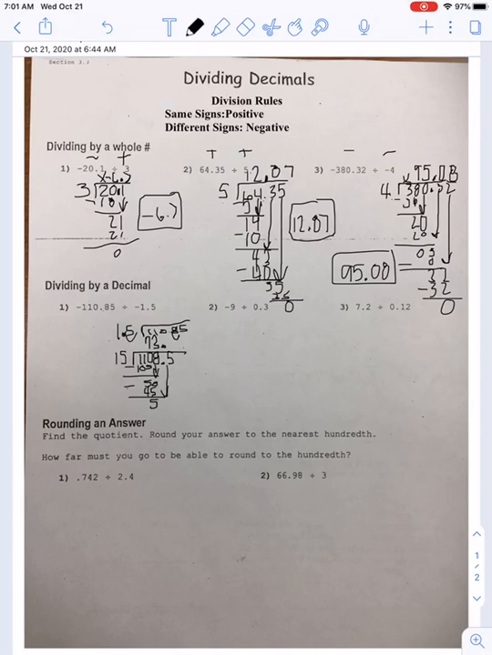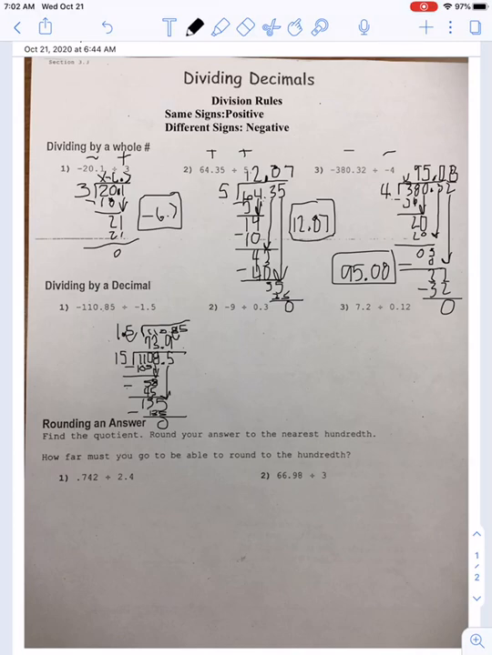Bring down that next 5. Sorry. Back here, that's a 58, not a 50. 58 minus 45 will give us 13. Now we put the decimal, bring down the 5. 15 can go into 135 9 times. We subtract 135 by 135 and we get 0.